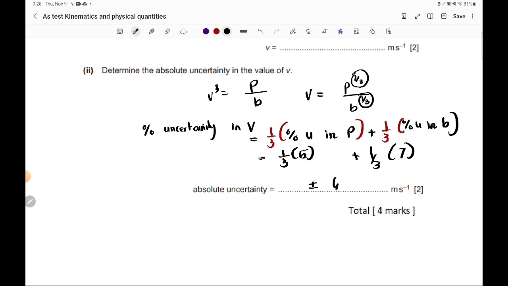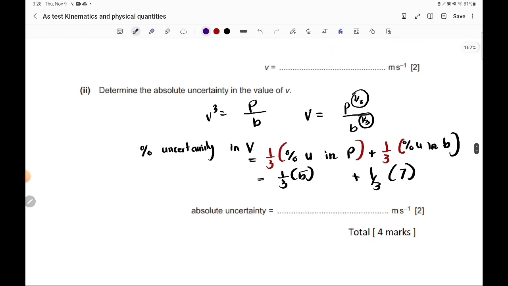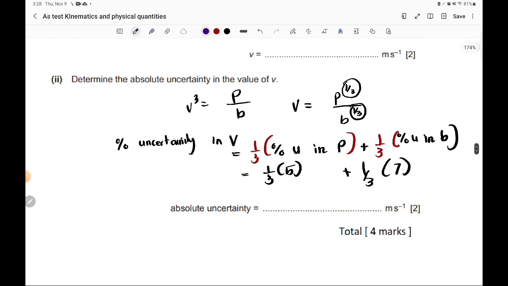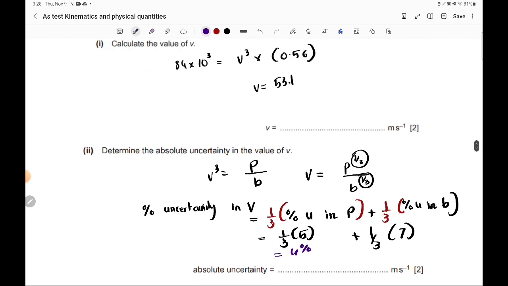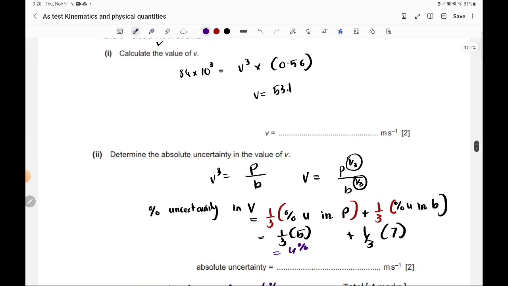No, I just think this is the percentage uncertainty, but we also require the absolute uncertainty. I just made a mistake over here. I did not reach the conclusion. So this is actually 4%. Now we need to find the absolute uncertainty. So the absolute uncertainty in V must be equal to 4% divided by 100 and multiplied by the value that we got, which was 53.1.